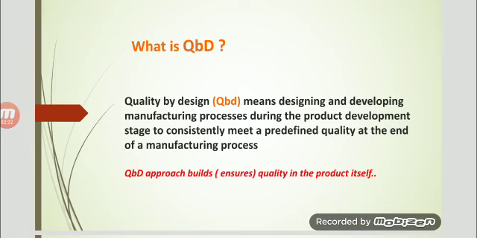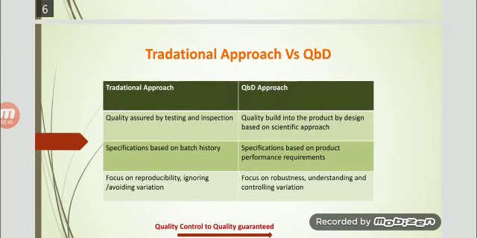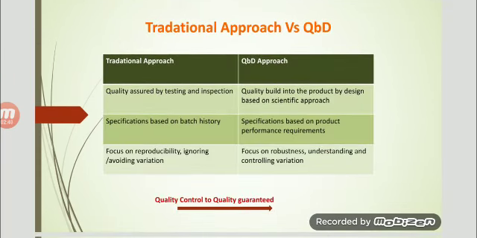QbD, or quality by design, means designing and developing manufacturing processes during the product development stage to consistently meet a predefined quality at the end of the manufacturing process. The QbD approach builds, ensures, or you can say guarantees quality in the product itself. Let's have a look at the traditional approach vis-a-vis the QbD approach.